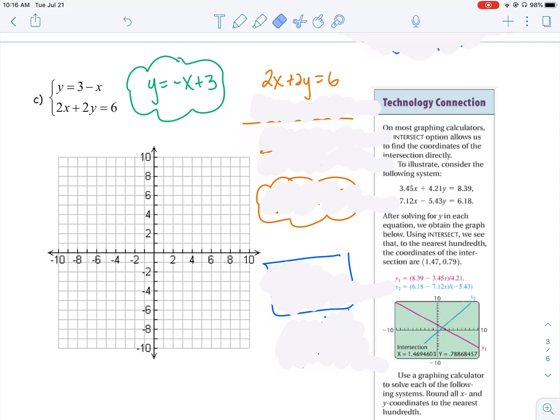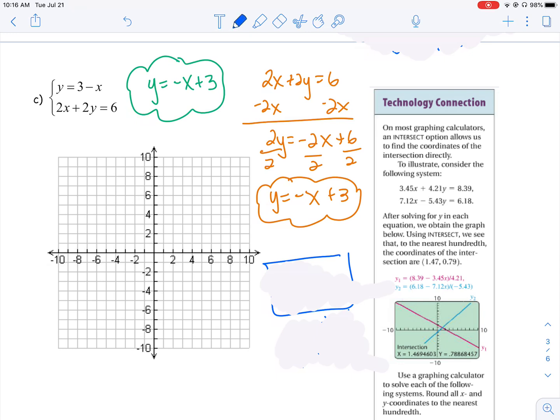On my second equation, I'm going to go ahead and subtract 2x from both sides. I ended up getting the equation 2y equals negative 2x plus 6, and then I'm going to divide every single term by 2. I ended up with the equation y equals negative x plus 3. Hopefully you got the same thing I did.